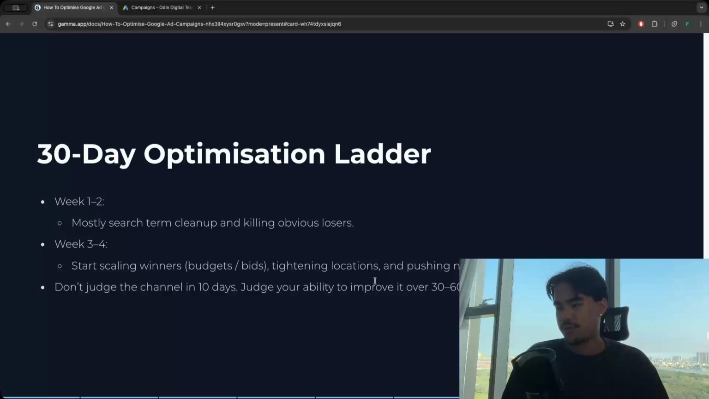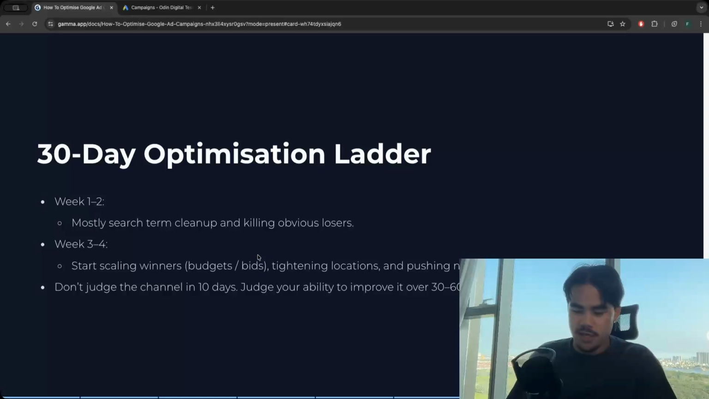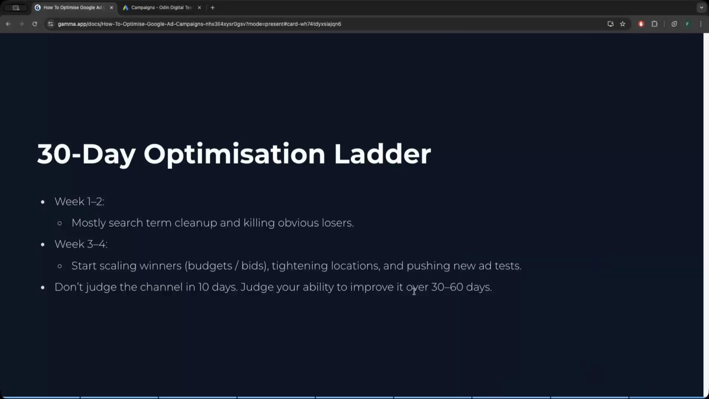And in terms of the 30-day optimization ladder, this is how it looks. Week 1 to 2 is mostly search term cleanup and killing the obvious losers. Week 3 to 4 is to start scaling winners, budgets and bids, and then tightening locations and pushing new ad tests. And we don't want to judge the channel in 10 days, right? Volume negates luck. You want to make sure that you're spending enough money, and you want to judge your ability to improve it over 30 to 60 days, right?